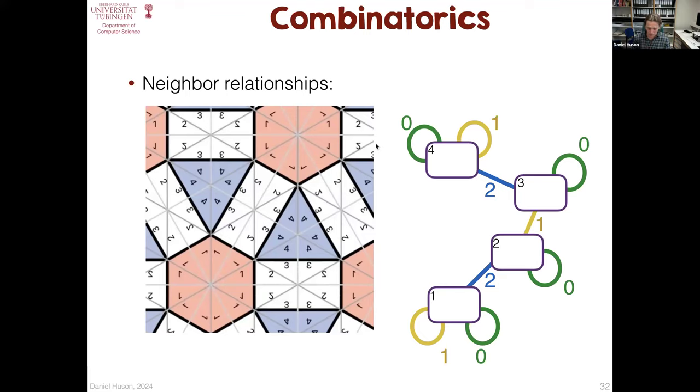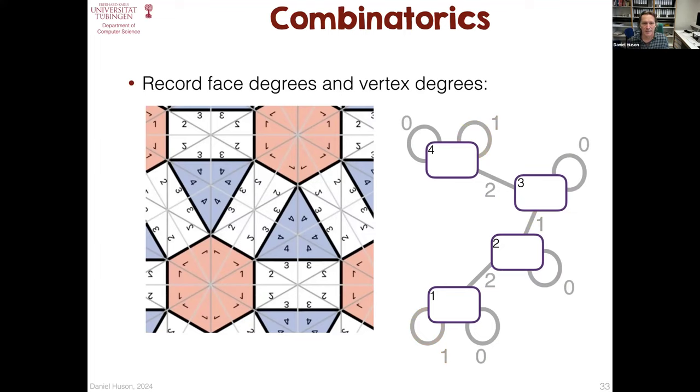That's one thing that we have to record. The other thing that we have to record is, for each one of these classes, something about the geometry of the tiling. We record two numbers, the face degrees and the vertex degrees of the tiling.